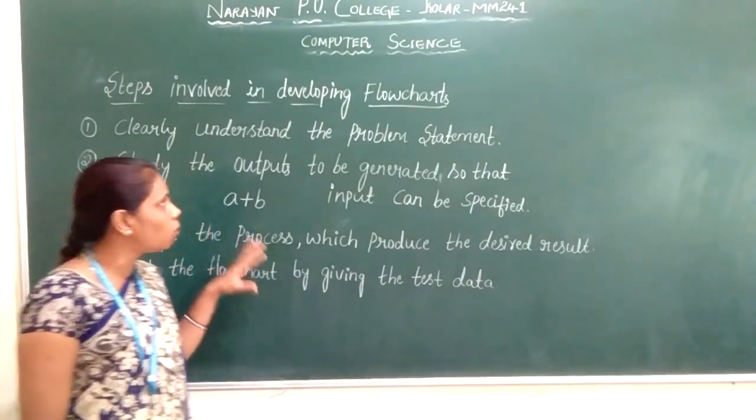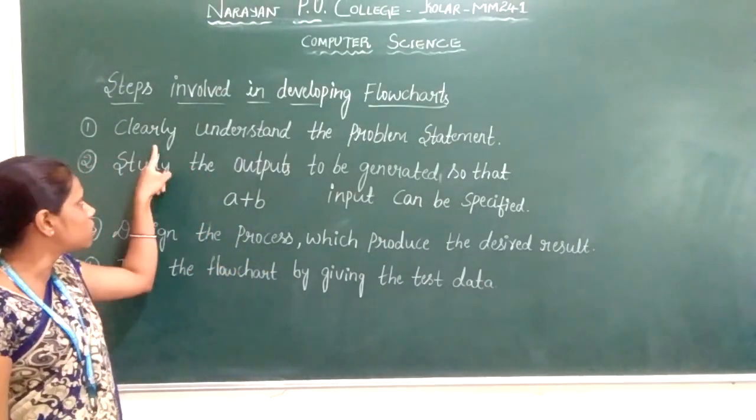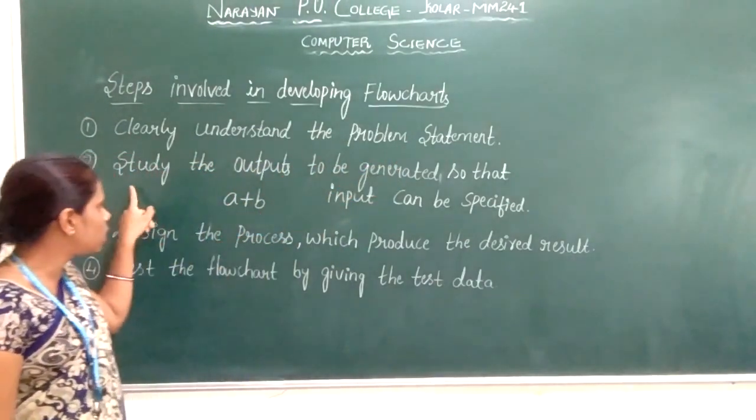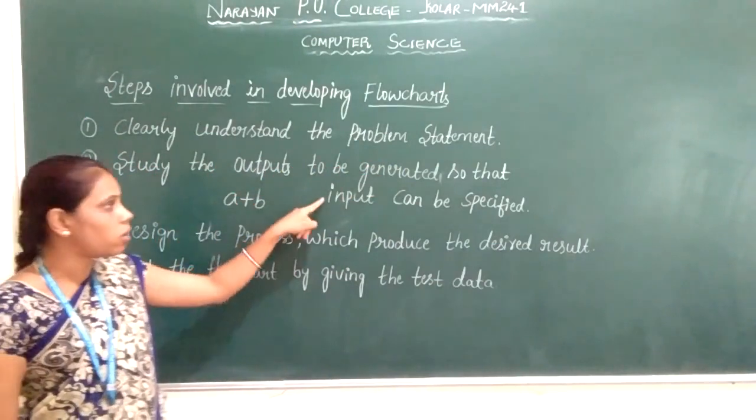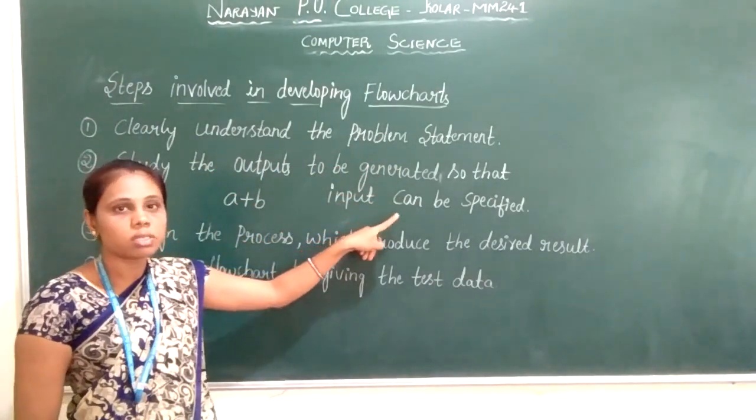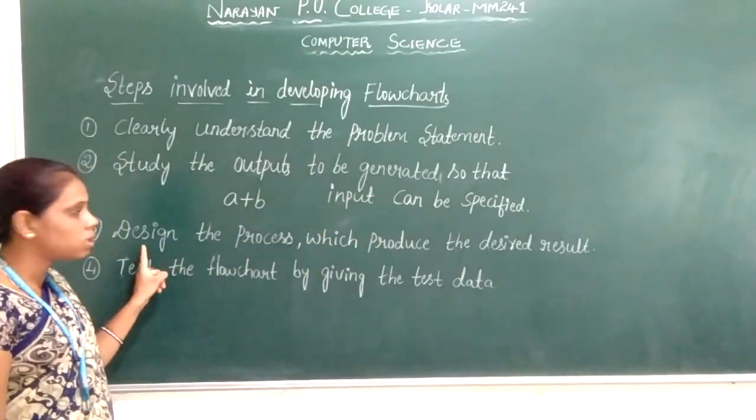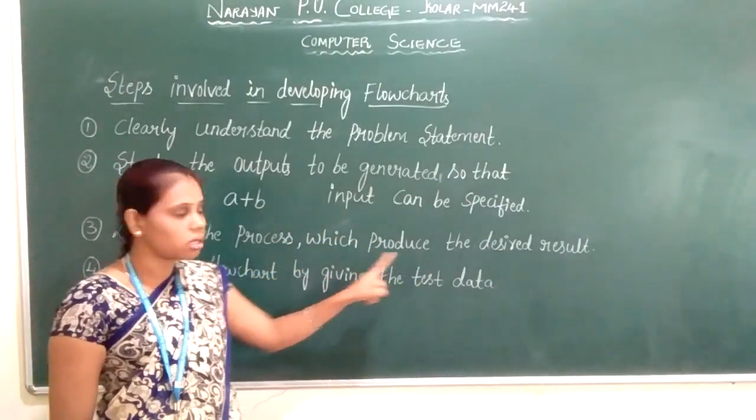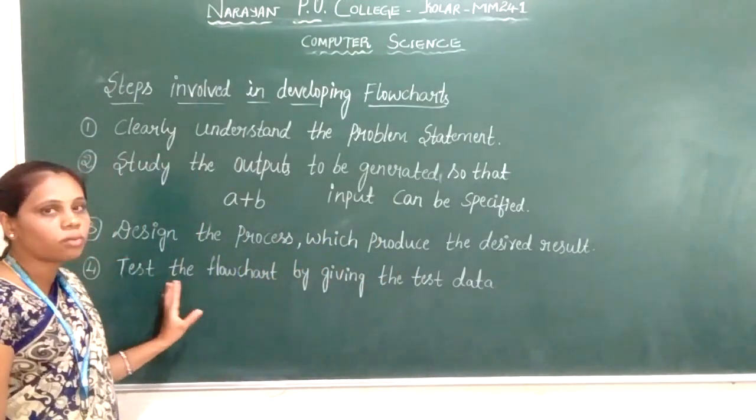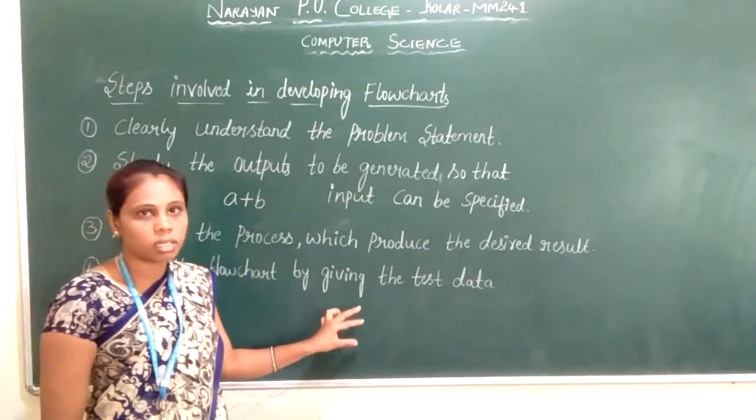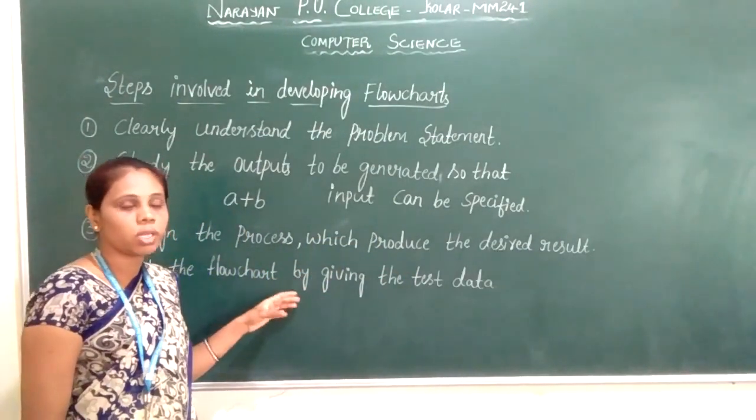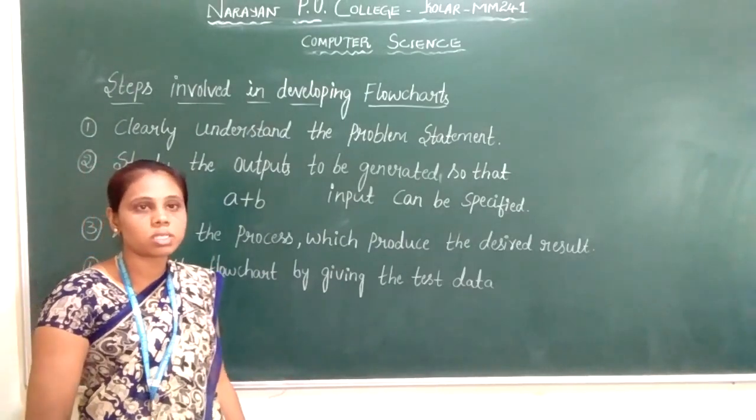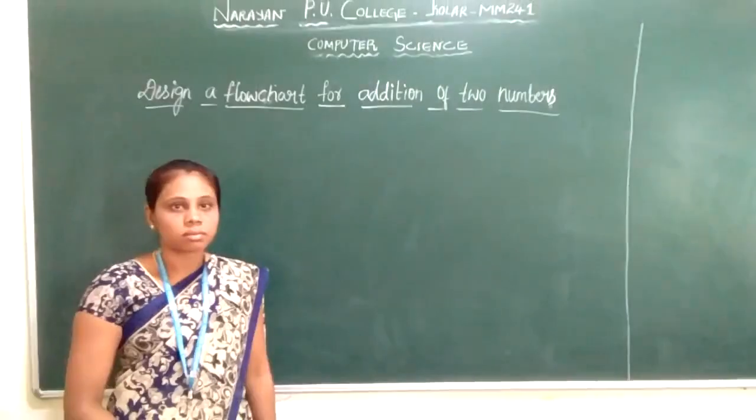These are the steps involved in a flowchart. The first step is to clearly understand the problem statement. In the next step, study the outputs to be generated so that the input can be specified. Next is to design the process which produces the desired result. In the last step, test the flowchart by giving the test data. These are the steps we need to follow before designing any flowchart. Next we will see the importance of flowchart.